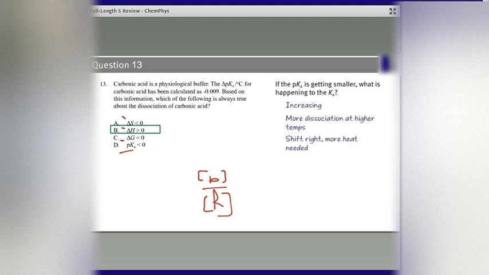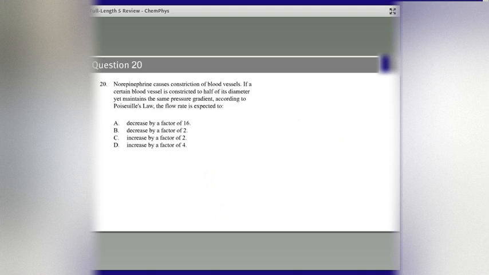Okay? Norepinephrine, but I know I'm still in chem phys, so this has got to be a chemistry type of question, causes constriction of blood vessels. If I constrict blood vessels, my blood volume is moving pretty fast. Okay, pressure is probably going to go up. If a certain blood vessel is constricted to half its diameter, yet maintains the same pressure gradient according to Poiseuille's law, the flow rate is expected to do what? Okay, I actually gave you guys a really quick answer to this, but this is an actual equation.